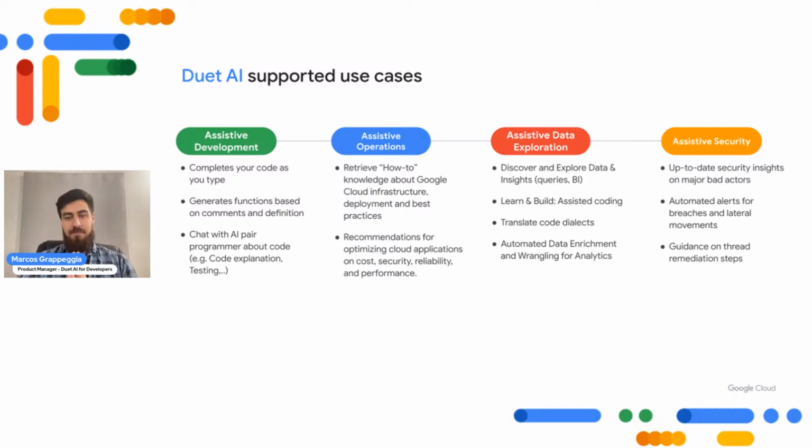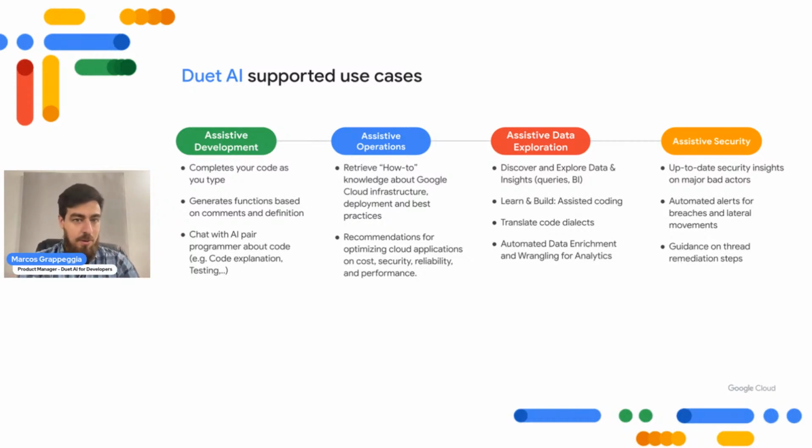As I mentioned before, Duet AI is a portfolio of products. It has multiple solutions, and those solutions are focused on individual personas. Today, we'll be focusing on the green square there, which is assistive development. Essentially, Duet AI assistants focus on developers in their code editors, VS Code, IntelliJ, and you'll be seeing some examples such as code completions, code generations. The idea here is helping developers be more productive in their day-to-day.